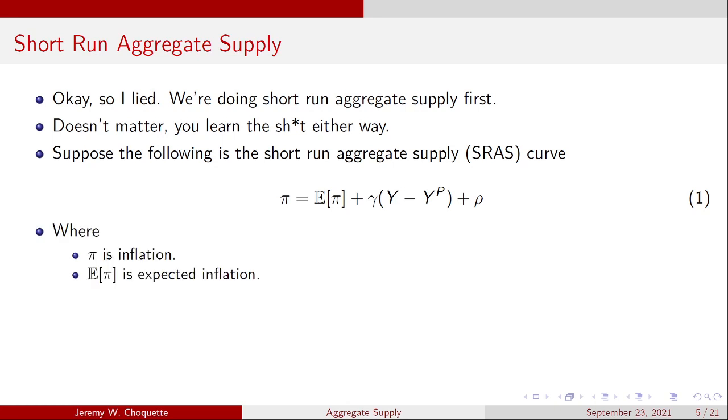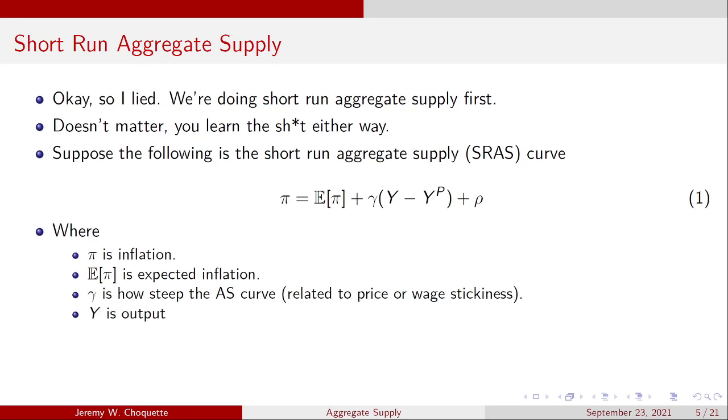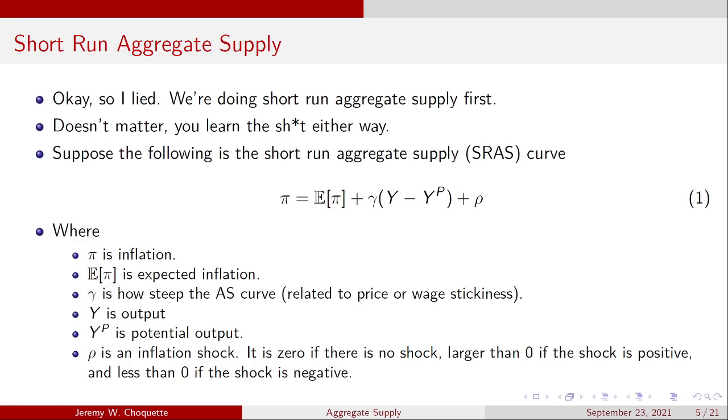Well, pi is inflation. E of pi is expected inflation. Gamma is how steep the aggregate supply curve is, related to price or wage stickiness. So the stickier prices are, the flatter aggregate supply is going to be. Y is output, YP is potential output. So this YP is really going to be what the long run aggregate supply curve is. And rho is an inflation shock. So rho is essentially a shock to the short run aggregate supply curve. It's 0 if there is no shock. It's larger than 0 if the shock's positive, and it's less than 0 if the shock is negative. We'll get to what some of that means a little bit later on. So if you don't quite get that thing about rho, don't freak out.